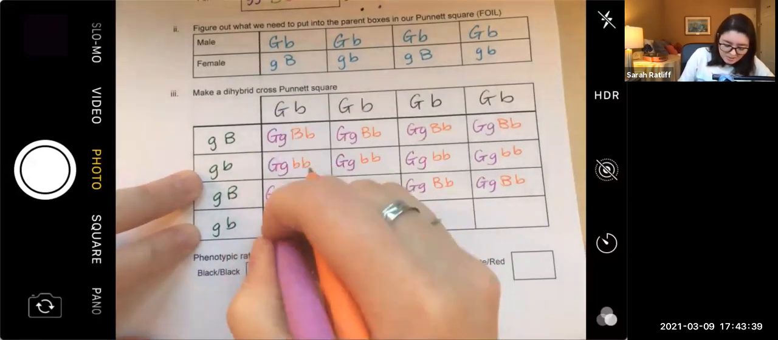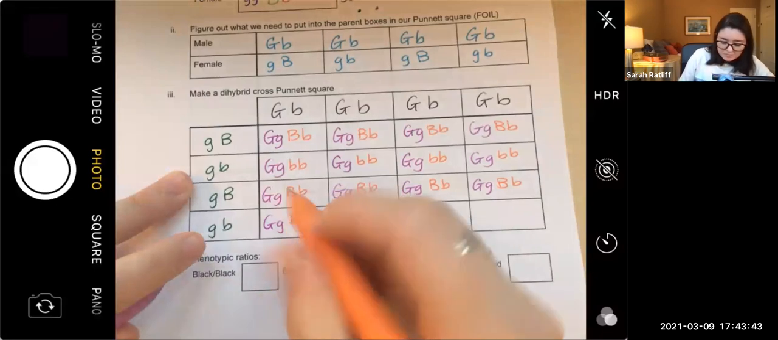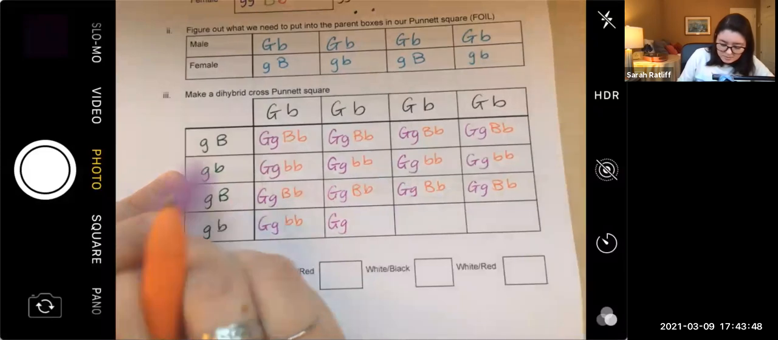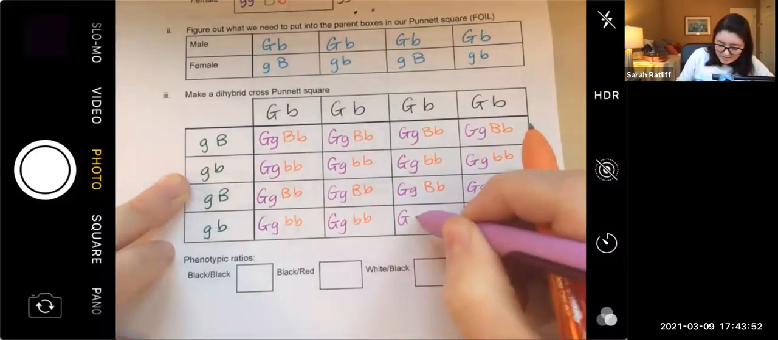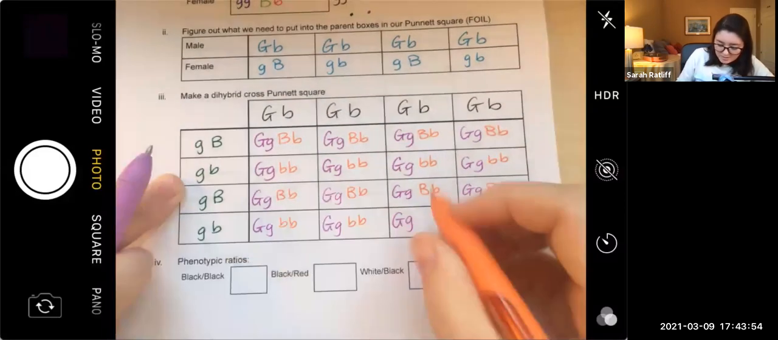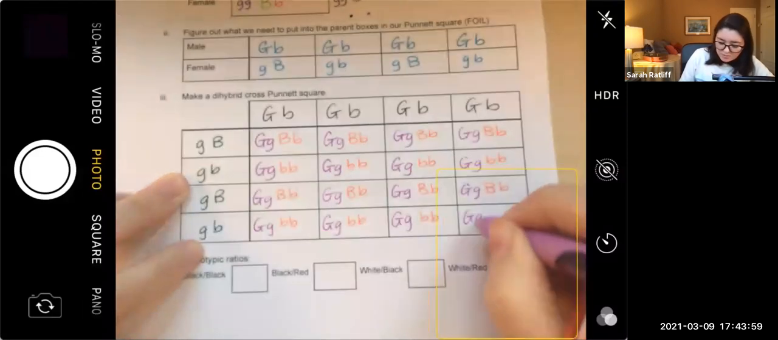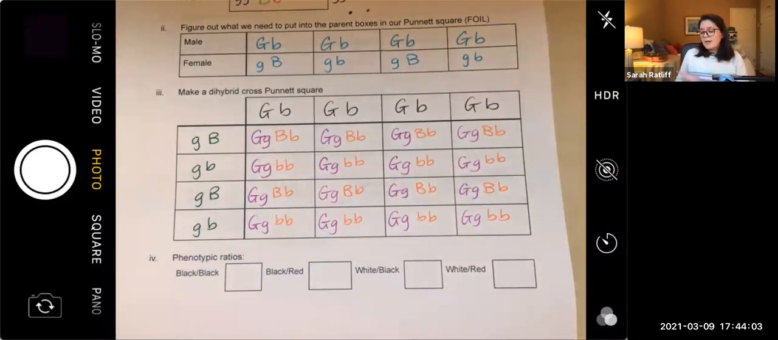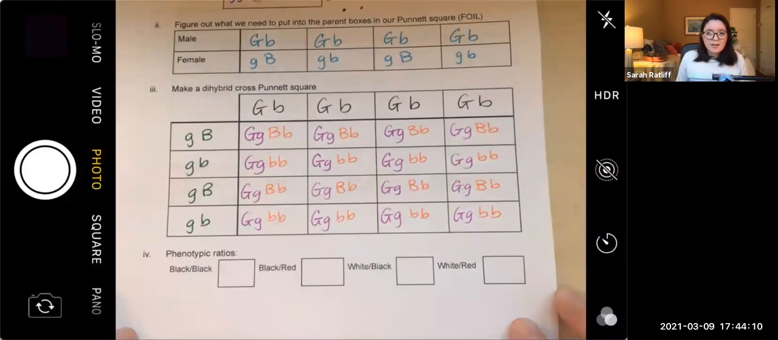All right, so big G from dad, a little g from mom, little b from each. Big G from dad, little g from mom, little b from each. And the last one here, big G from dad, little g from mom, little b's from both parents. All right, cool. Tedious, yes, but not the worst. We did it. We figured it out.